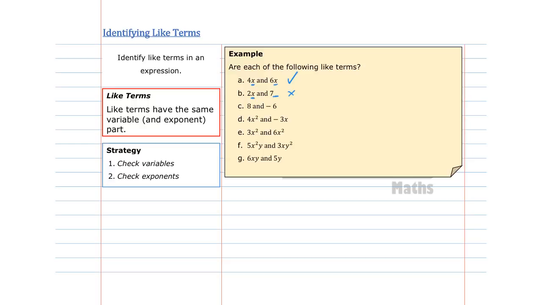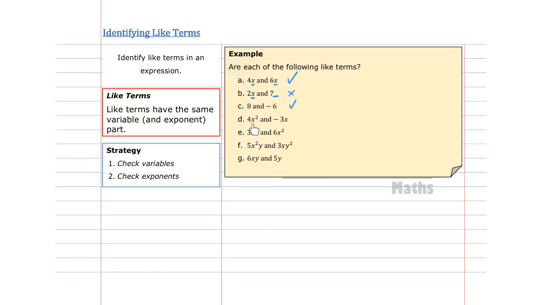8 and negative 6. So 8 doesn't have a variable part. And negative 6, what's a bit tricky, we've got this negative. Does that change anything? Well, no, it just changes the value of the number. It doesn't change what variable part it has, which is still blank. So even though these have different signs, they still both don't have a variable. So these are like terms.